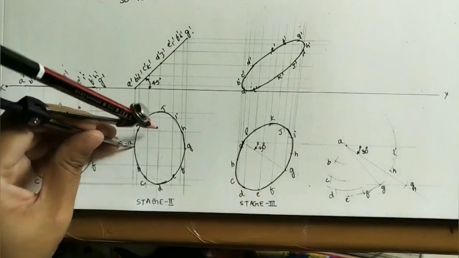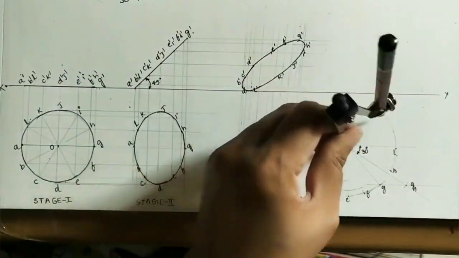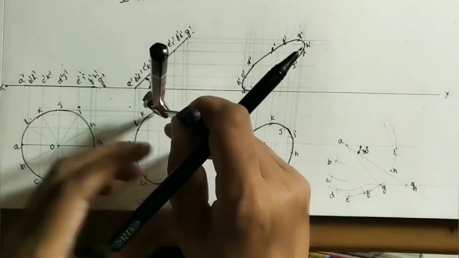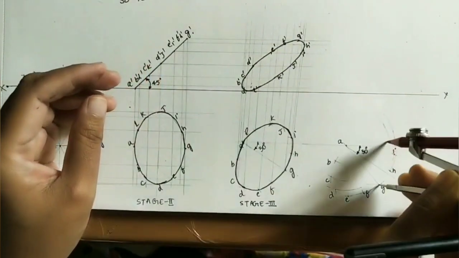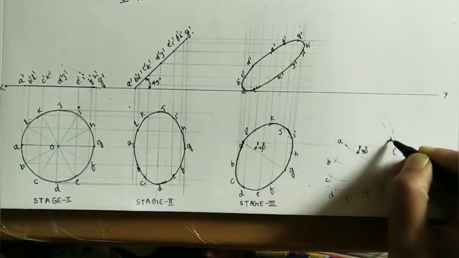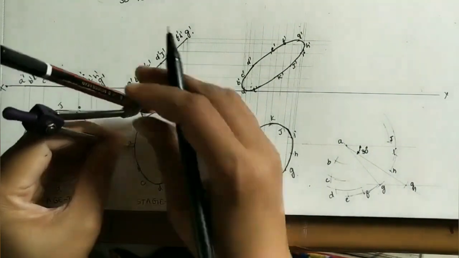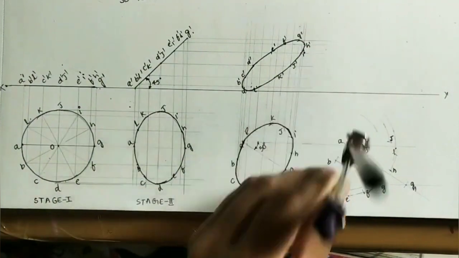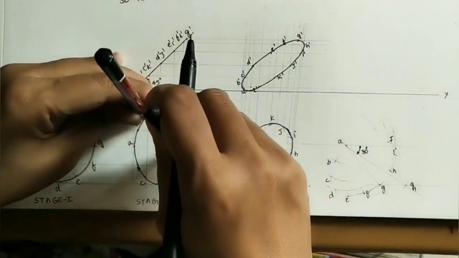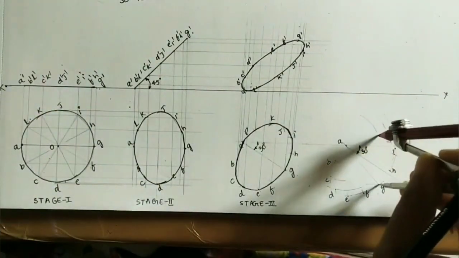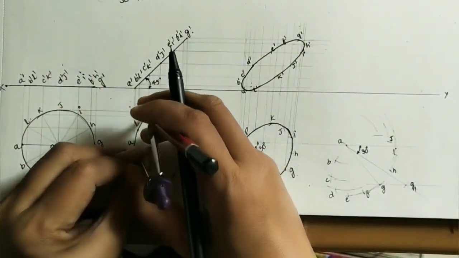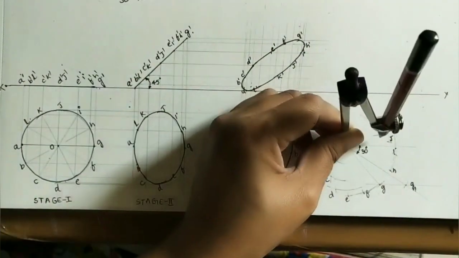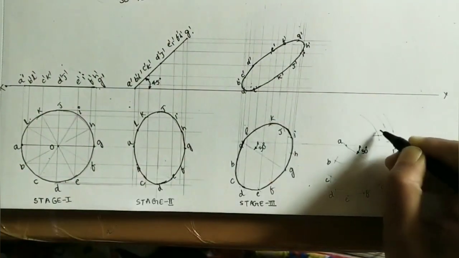Next J. Take this length, A as center, do an arc. Similarly, from G, take that point, G as center, cut the arc. This point is J point. Next point K. Take AK length, A as center, do an arc. Similarly, GK length, from G as center, do an arc. Take AK length again, A as center, take the intersection point as K.